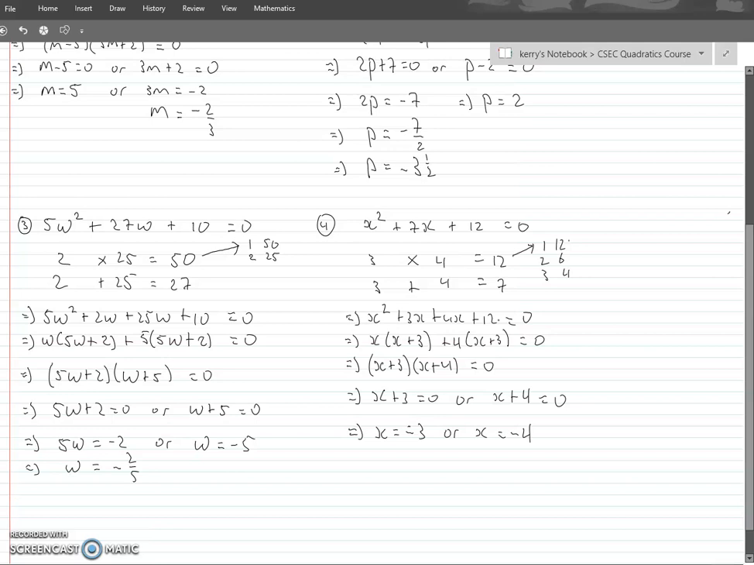Right? So that will be it for this video. In the next session, we will be looking at probably a little bit more into the solving of a quadratic, or we will look at a different type of factorization.